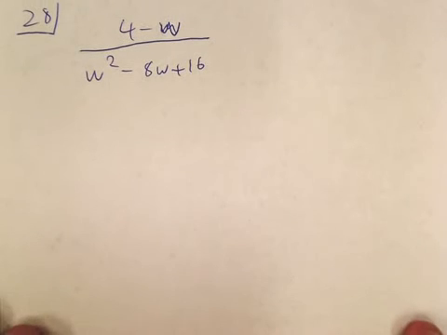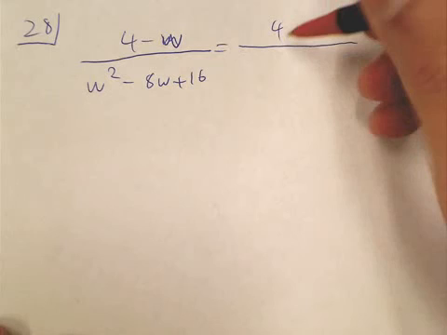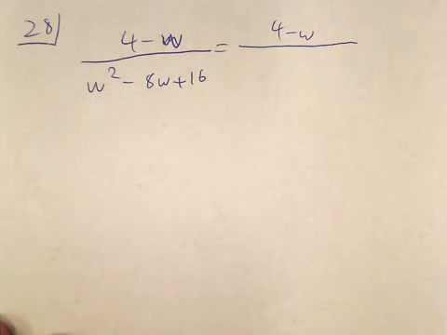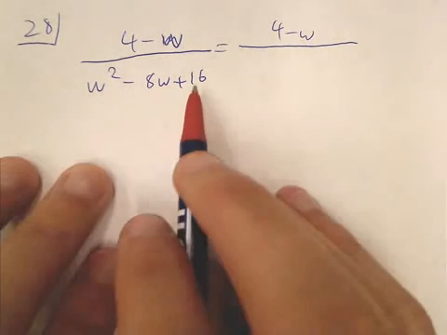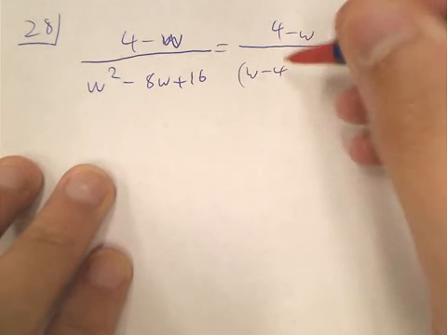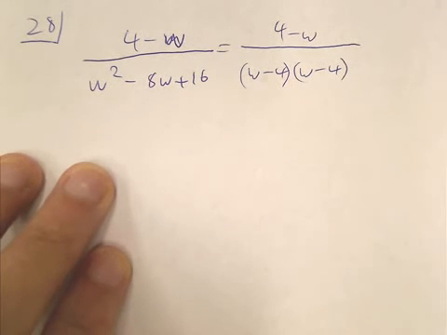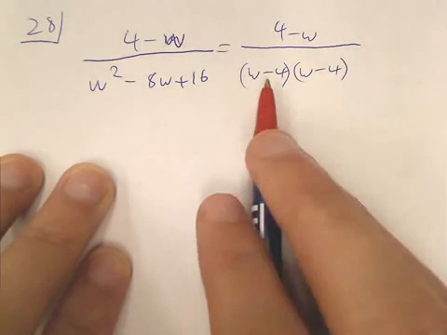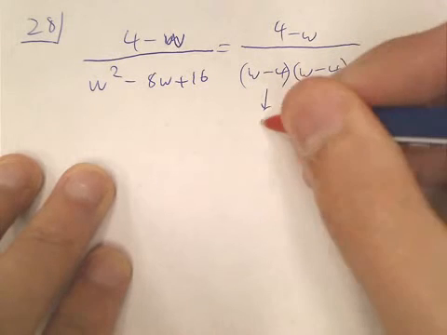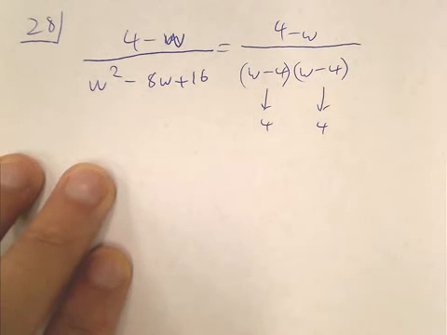Number 28, first step is the same. Factor out what you can. Nothing factors out in the numerator, so we'll leave that alone. In the denominator, numbers that multiply to 16 and add to negative 8, that's w minus 4 and w minus 4. For the excluded values, it's going to be 4 from either of these, so my excluded value is just going to be w can't be 4.